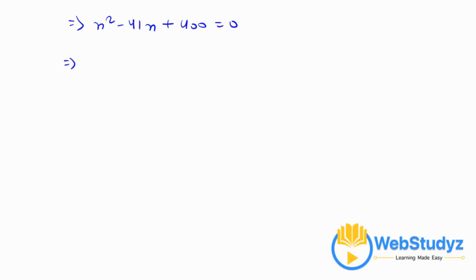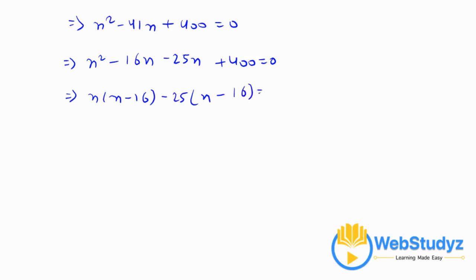This is a quadratic equation in n. So we can split the middle term as n square minus 16n minus 25n plus 400 equals 0. Taking n common, this will be n minus 16. Taking 25 common, this will be n minus 16 is equal to 0. So the factors will be n minus 16 and n minus 25 is equal to 0. So n can be either 16 or n can be 25.